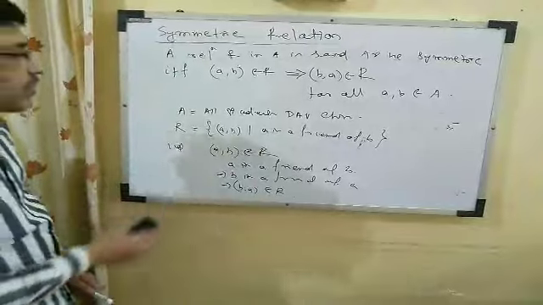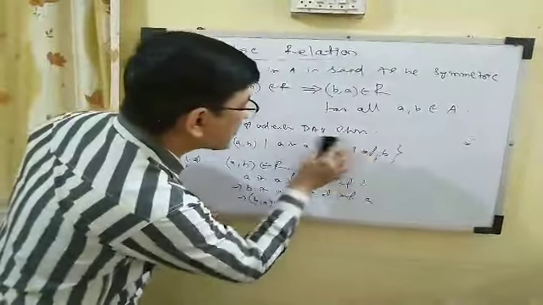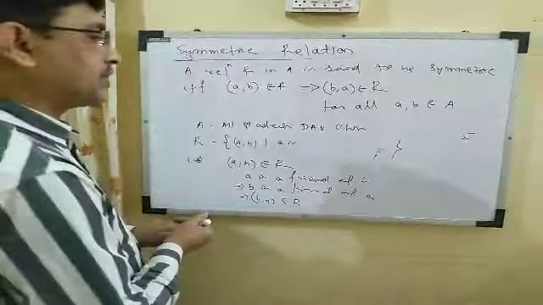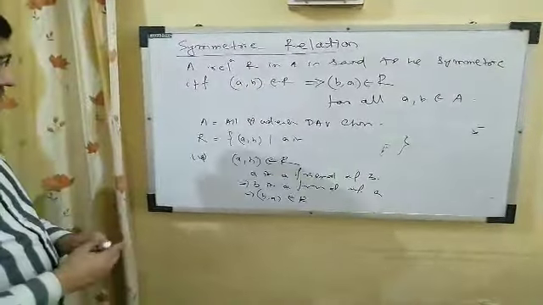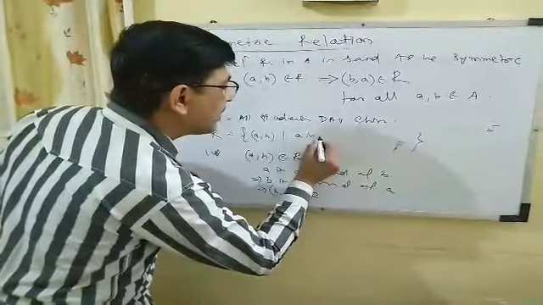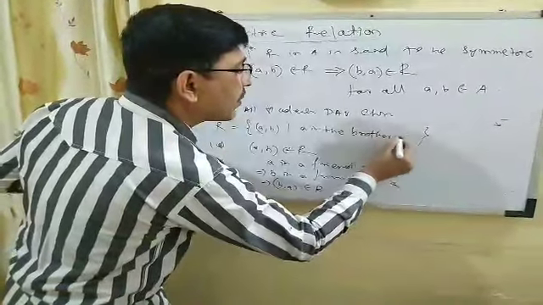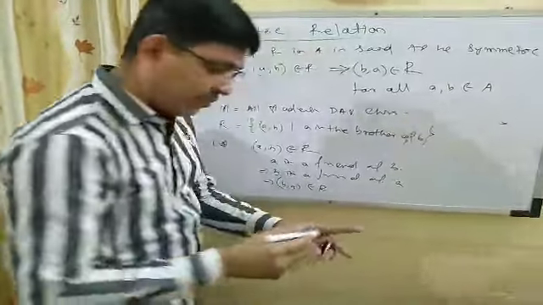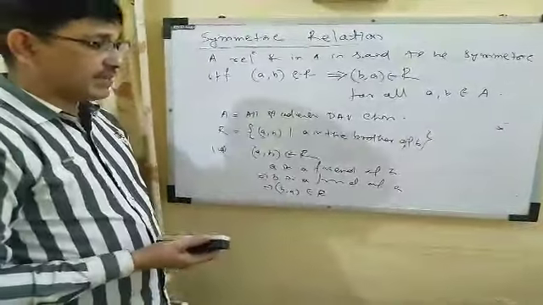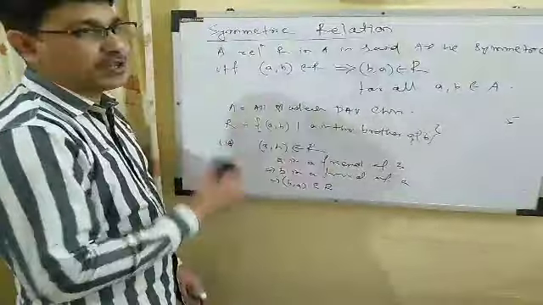Let us consider one more example. Suppose A is the collection of all the students of DAV Cherry and R is the relation such that it is the collection of all ordered pairs AB such that A is the brother of B. We have to check whether this relation is symmetric or not. This relation will be symmetric if A is a brother of B, then B must be a brother of A. Then only the relation is symmetric.